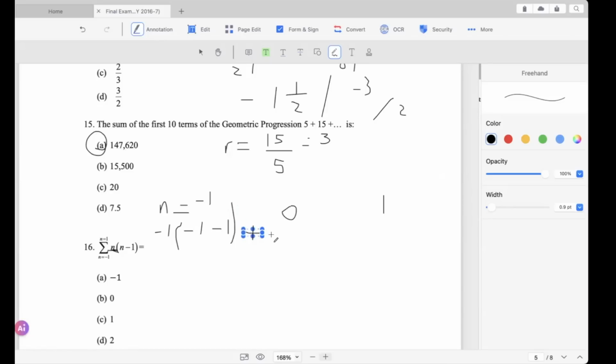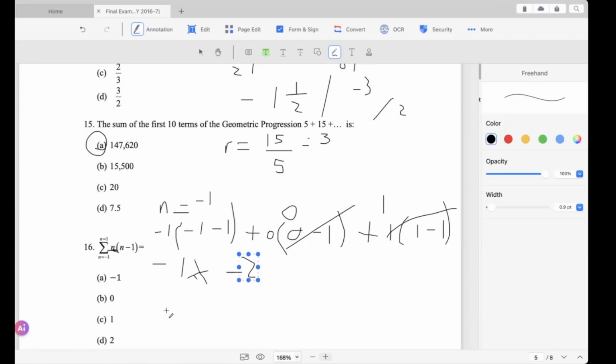plus 0, open bracket, 0 minus 1, plus 1, open bracket, 1 minus 1. So 1 minus 1 is 0. So 0 times 1 is 0. So this would be gone when calculating. Because it is 0 on the outside, that would be gone. So you're left with -1, and -1 is -2. So I'll have times -2, and negative times negative is positive. So my answer is +2.